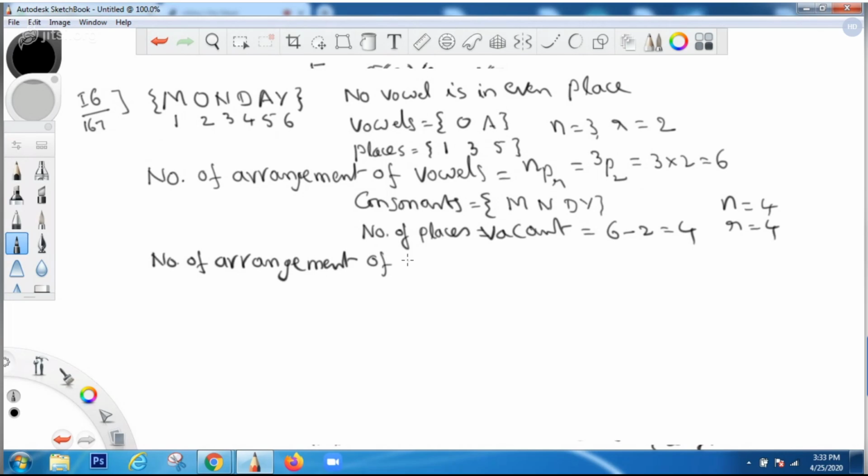Therefore, the number of arrangements of consonants is given by the formula nPr, which is 4P4. How do we find the value of 4P4? Start with 4 and write 4 factors: 4 into 3 into 2 into 1. That's all. 4P4 is a 4-factor line.